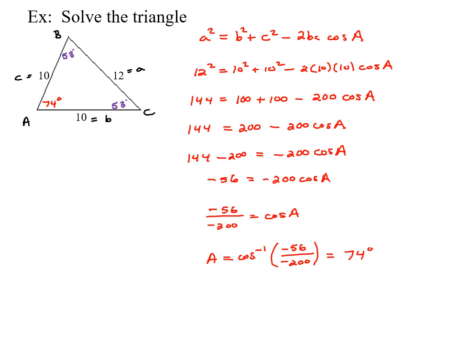But I'll show you that they are the same if you want to watch the next part of this video. I'm going to go through the same process again. So let's say we're solving for angle B. So I would do that. B squared equals A squared plus C squared minus 2AC cosine B. B is 10, so I got 10 squared equals 12 squared plus 10 squared minus 2 times 12 times 10 times cosine B.